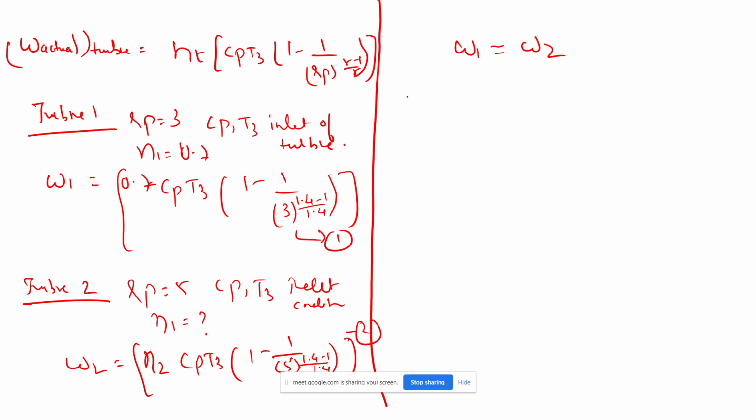So what we will get here, can you calculate and tell me what you have got, because Cp T3 will cancel out and only the value which we want to calculate, eta 2, will be the remaining term, so we can easily calculate it here.